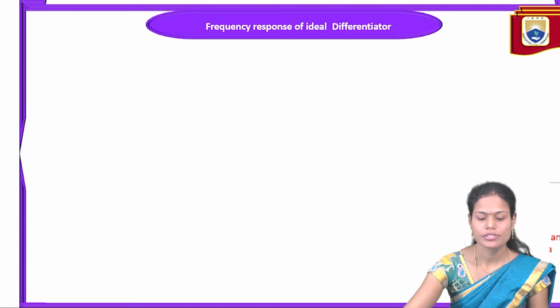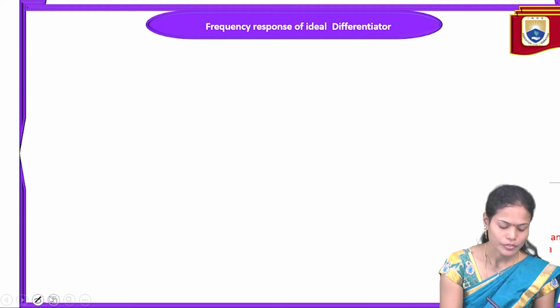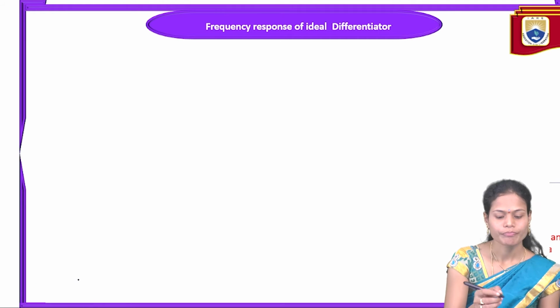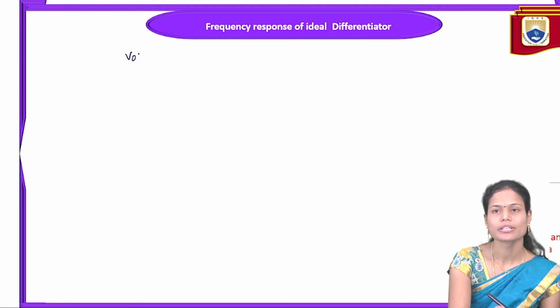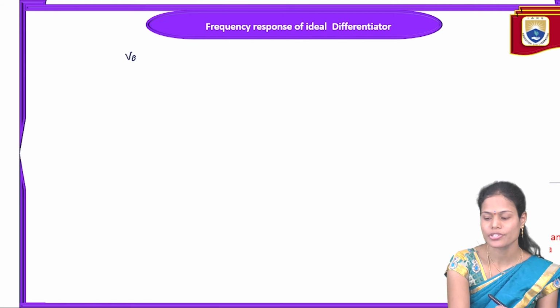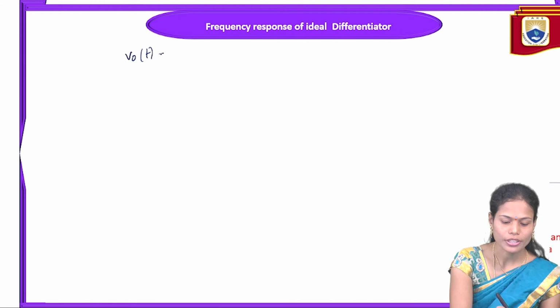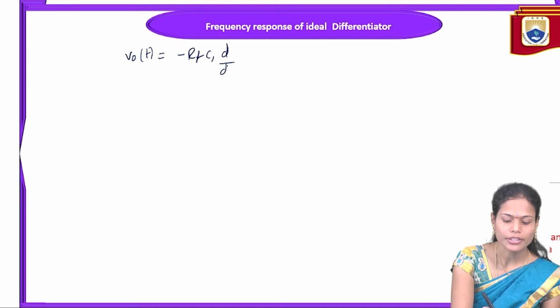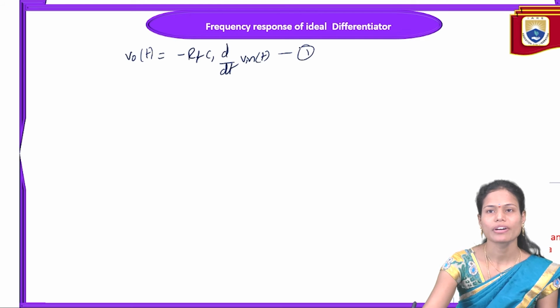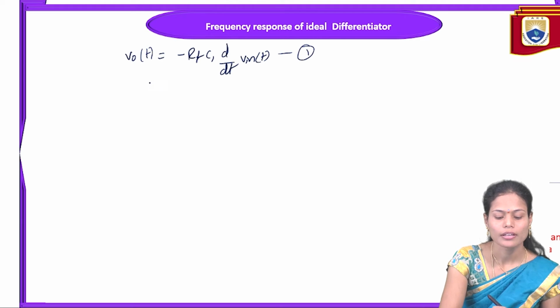Now we will see the frequency response of this ideal differentiator circuit. To see the frequency response, I am going to consider the output voltage or output signal we are getting from the ideal differentiator circuit. That is V naught of t equal to minus Rf C1 into d by dt of V in of t. To find the frequency response, I am applying the Laplace transform on both sides.